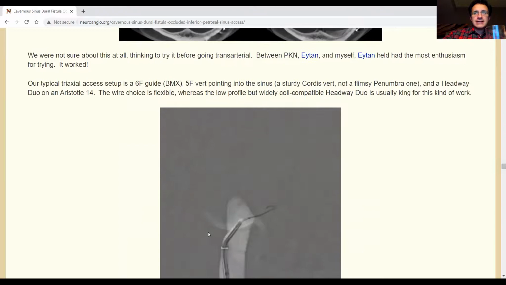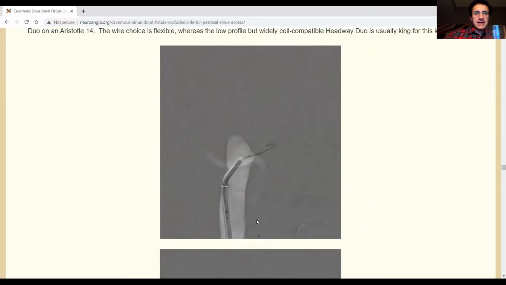Eitan really wanted to try this. To his infinite credit, instead of going transarterial, where we wanted to do some other things, he said, no, let's really spend time and try to do this. And that's what happens. So this is our standard setup.